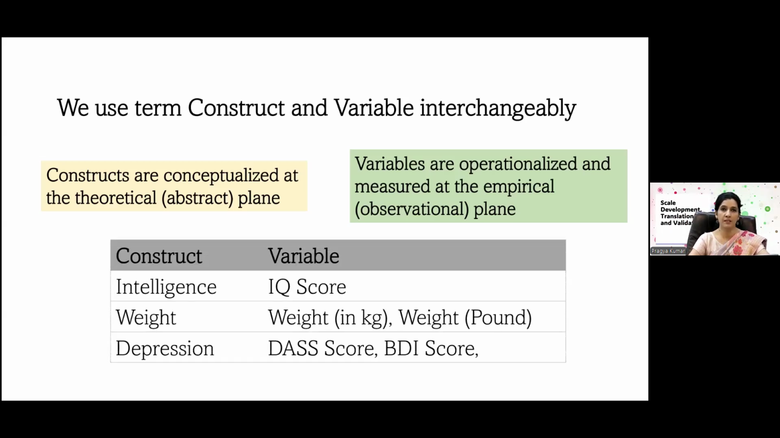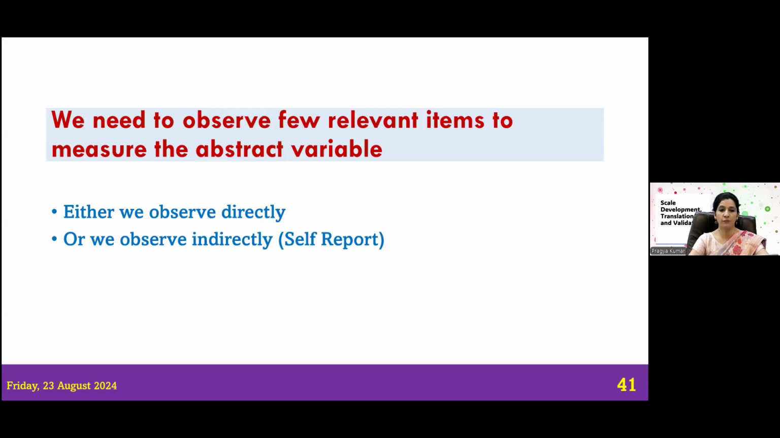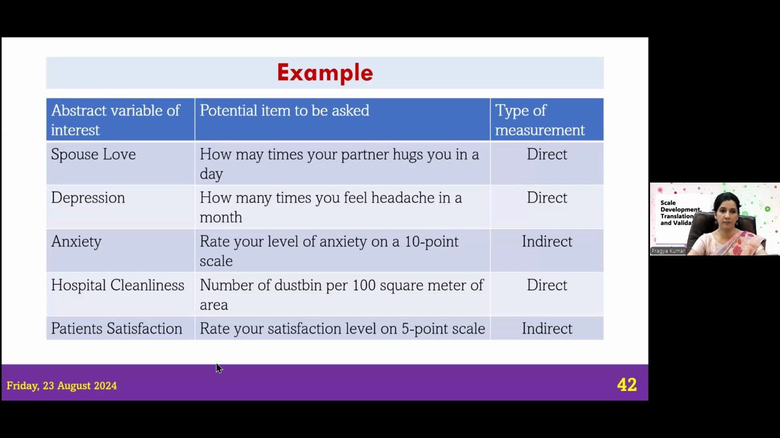So like intelligence, we have defined intelligence as IQ score, weight as weight in kg, and depression as BDI score or DAS score. So we need to observe a few relevant items to measure the abstract variable. Generally, we observe it indirectly through self-report or we administer it. In this case, for example, take the abstract variable of interest, love, for a spouse. And the question I have framed is: how many times does your partner hug you in a day? So this is which type of measurement? You can count it, like number of hugs, maybe one or two. So it is a direct type of measurement.